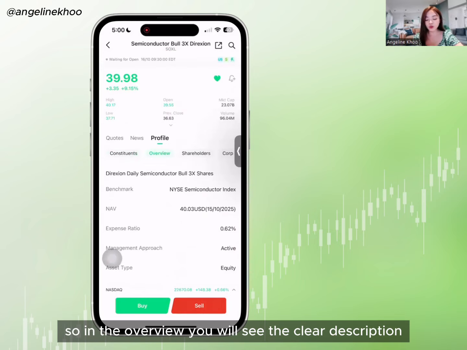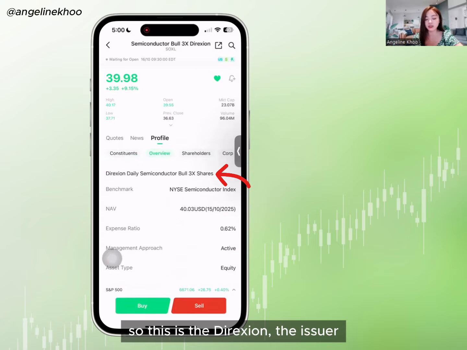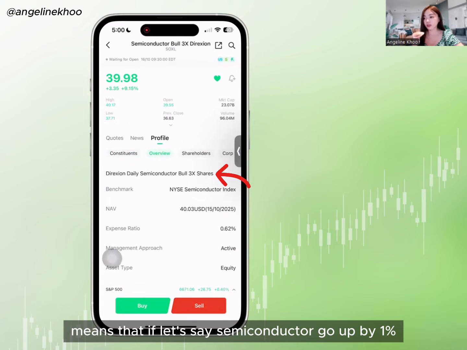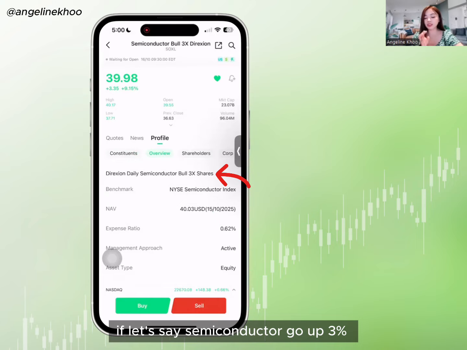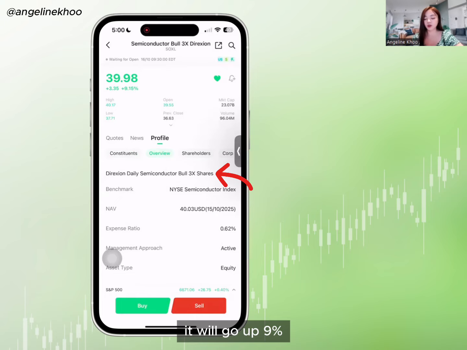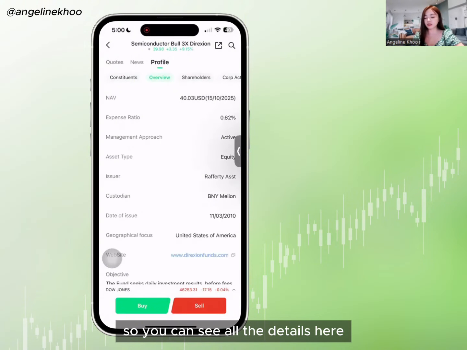Then you can even click on the overview. In the overview, you will see the clear description. So this is the direction, the issuer. Then this is the daily 3x share. Then it's semiconductor bull. It means that if, let's say, semiconductor goes up by 1%, it will go up 3%. If semiconductor goes up 3%, it will go up 9%. Okay, so you can see all the details here.